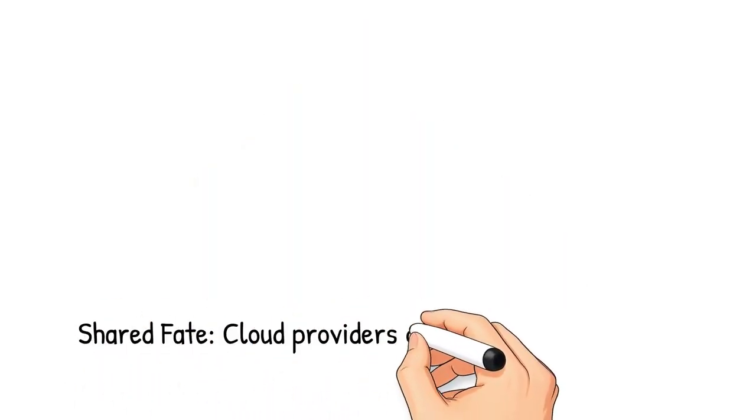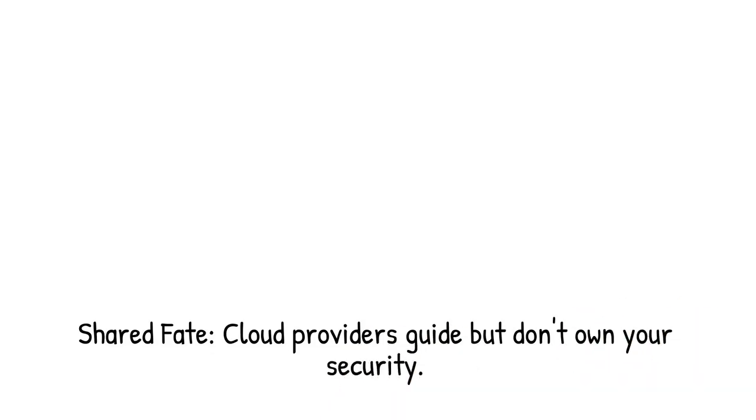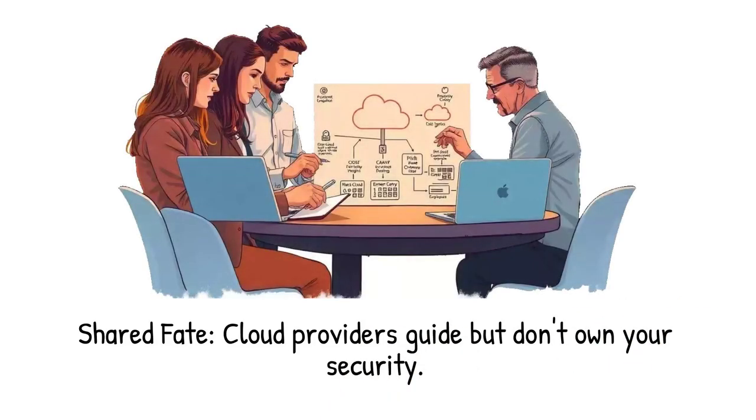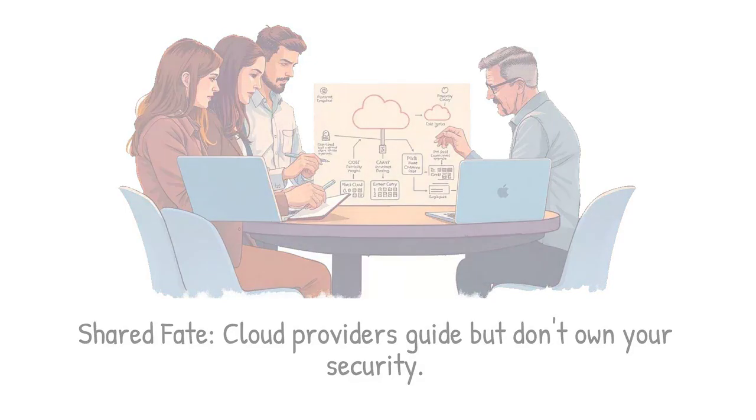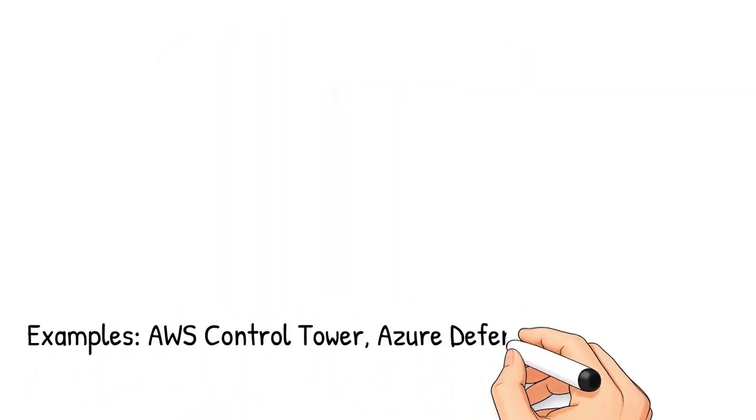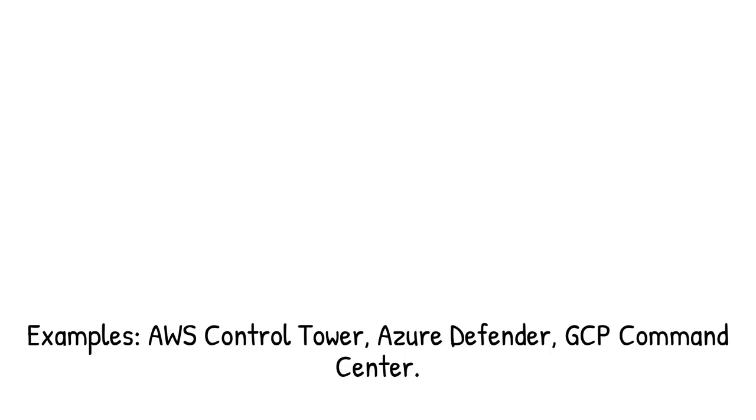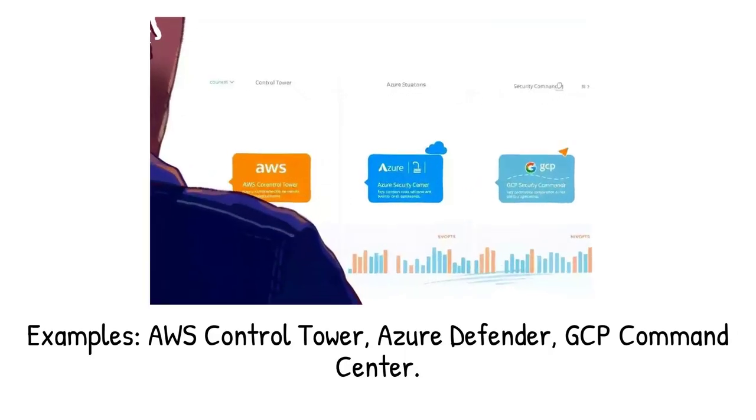Section 12, the hidden layer: shared fate. In recent years, cloud providers introduced a new concept, shared fate. This means cloud providers now help you secure your part of the model, but they still don't own it. They guide you, but the responsibility is shared. Examples include AWS Control Tower, Azure Security Center, Defender for Cloud, GCP Security Command Center, Managed Detection and Response, Automated Compliance Checks, Misconfiguration Alerts, Identity Risk Scoring, and Policy Enforcement Engines. These tools help guide you towards securing your cloud environments.